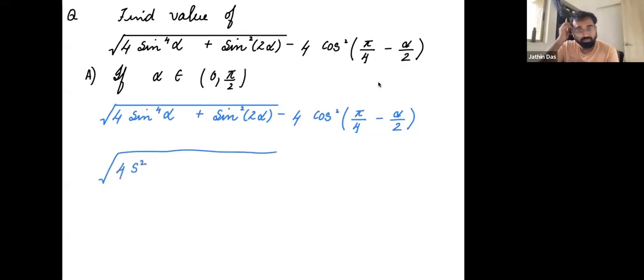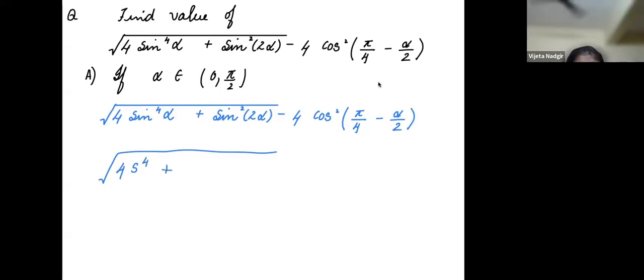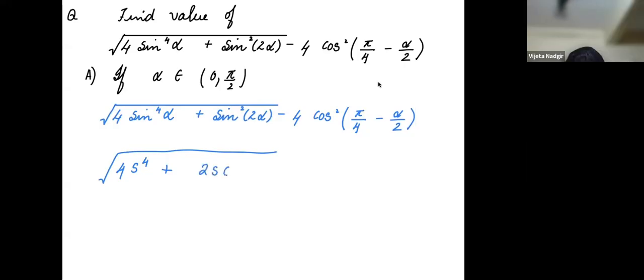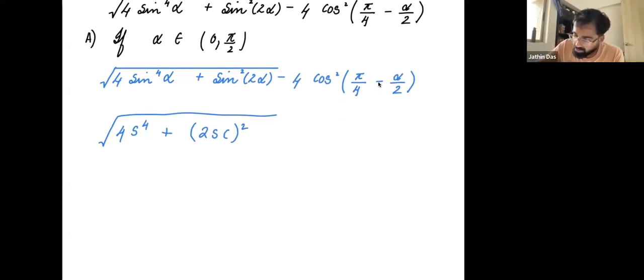What did you do? I didn't get it. Sine 2 alpha, did you expand? Yeah, as 2 sine square and cos square. Okay. Now, what did you think about this?